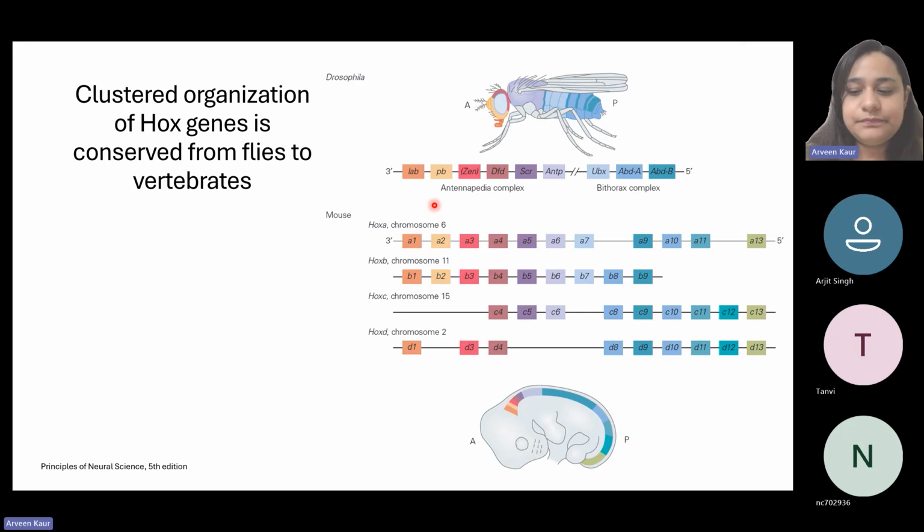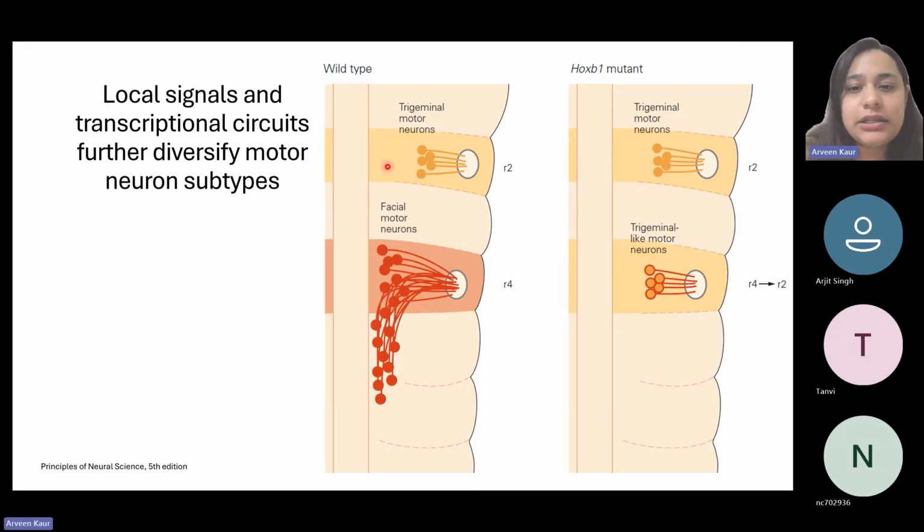Again, as we had seen a couple of slides earlier, there are different Hox gene subtypes present across different levels of the anterior-posterior axis, and which Hox gene is present at what position determines what kind of motor neuron is found in that region. Over here we will understand that there are some local signals and transcriptional circuits that further diversify the neuron subtypes.